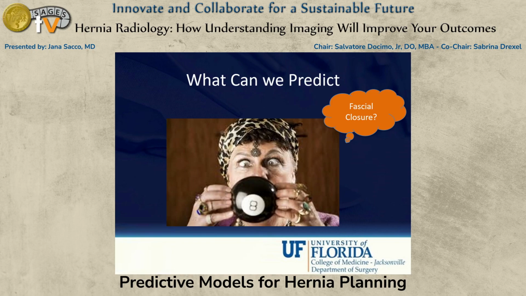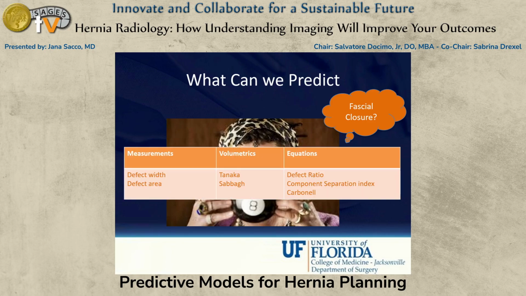So can we predict when the fascia will close? When will we need a component separation? I think this is probably one of the things that we really all want to know, both in open and minimally invasive surgery, before we get in the operating room. What's our plan A? And of course, we always need a plan B and plan C. So defect width, area, there's a few measurements we can look at. There's some volumetrics that we'll look at, and then there's a lot of different equations out there.